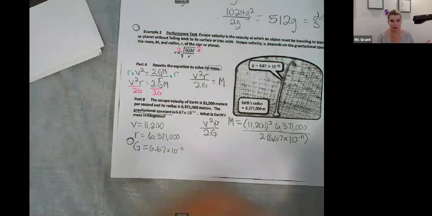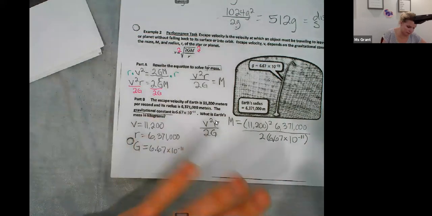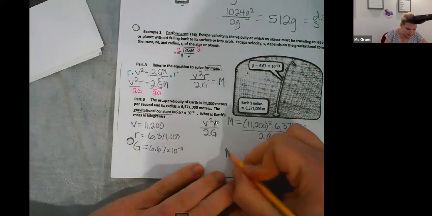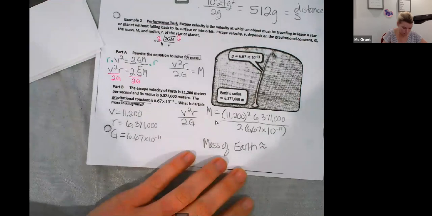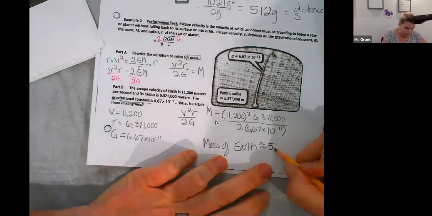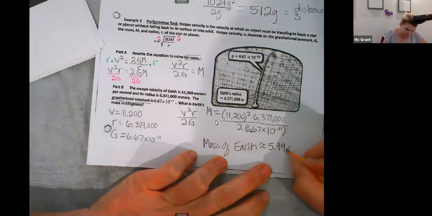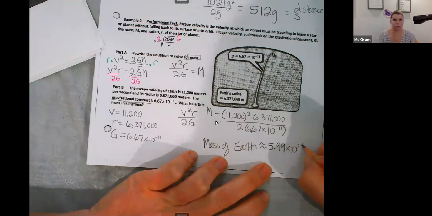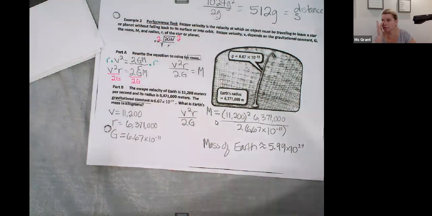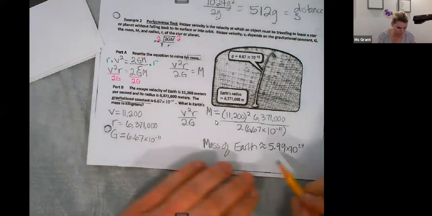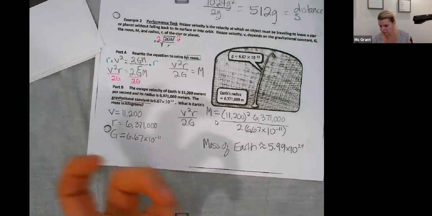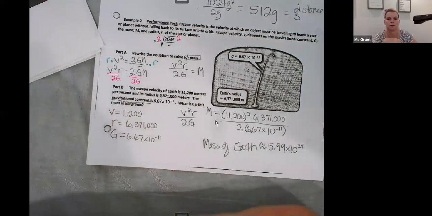And I'll just tell you the answer because it's no fun to put that into the calculator. The mass of Earth is approximately 5.99 times 10 to the 24th. I write it in scientific notation, obviously, because to the 24th power means I would have to move the decimal over 24 spaces. We all know scientific notation. We've done it before.